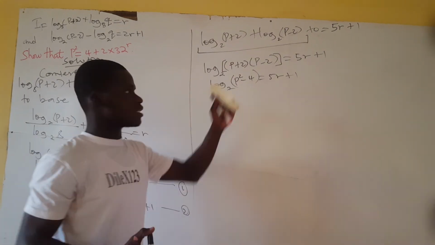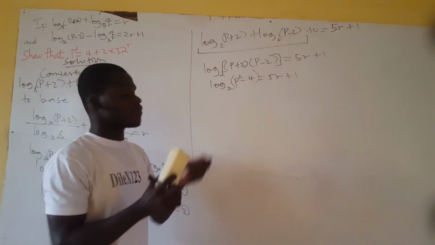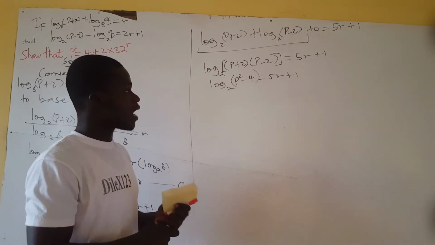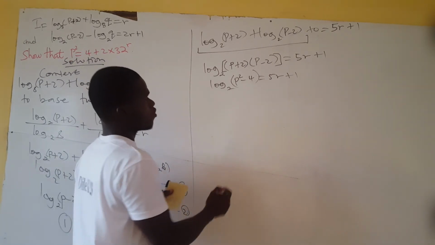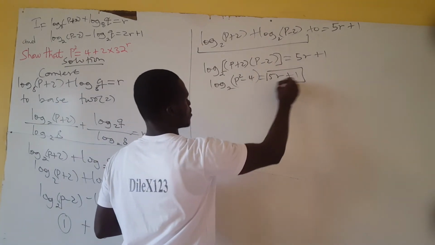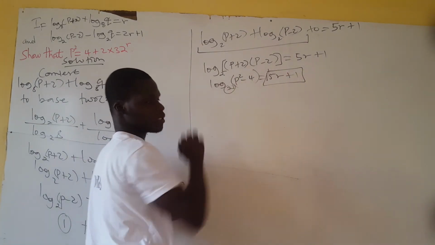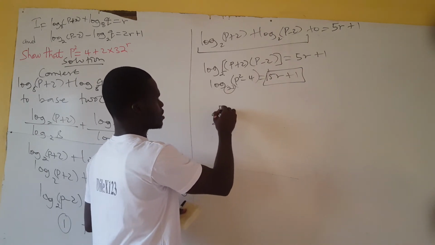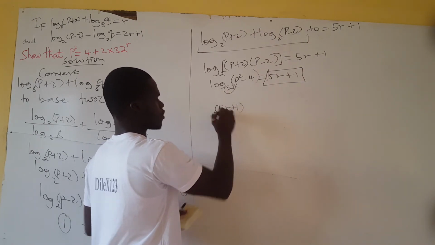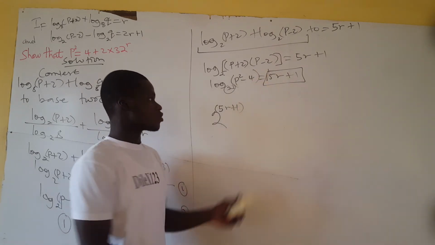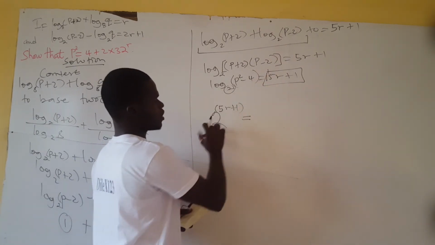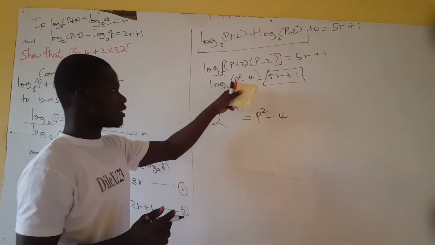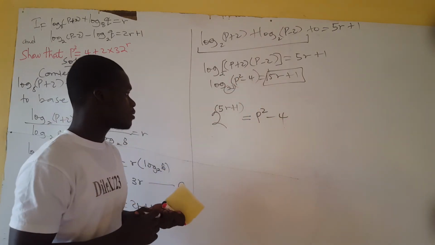The expression we have here is in logarithm. So we have to convert this from logarithm to indices. How do we do that? It's very simple. We write the 2, which is the base, then we let whatever expression is after the equal to sign become the exponent of the base. Then we equate it to p squared minus 4. So we converted this from logarithm to indices.